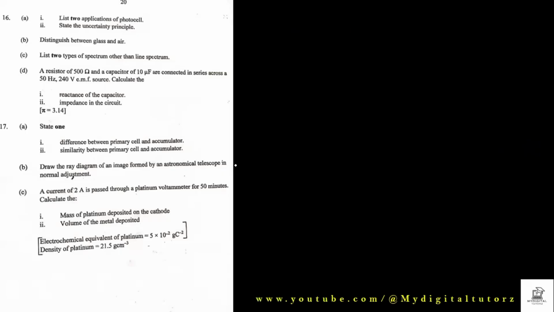Question 17c says a current of 2 amp is passed through a platinum voltmeter for 50 minutes. Calculate: one, the mass of the platinum deposited on the cathode, and two, the volume of the metal deposited, given that the electrochemical equivalent of the platinum is this, and the density of platinum is 21.5 gram per centimeter cube. So let's solve this.